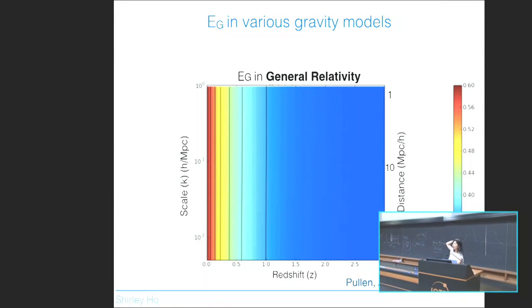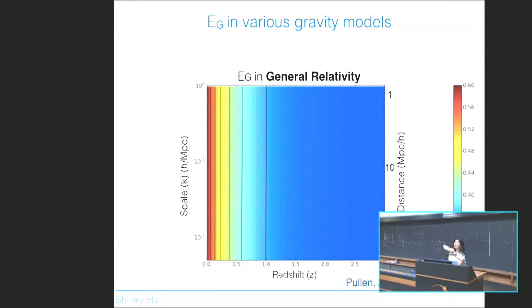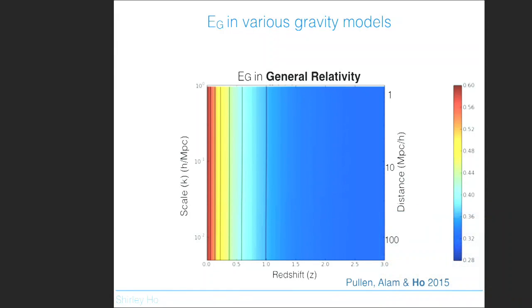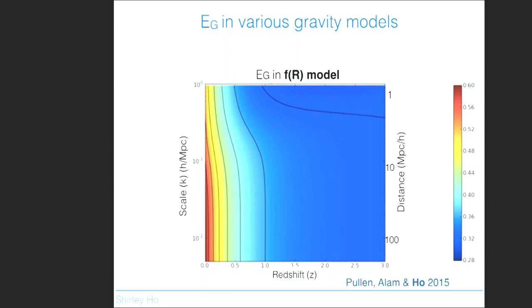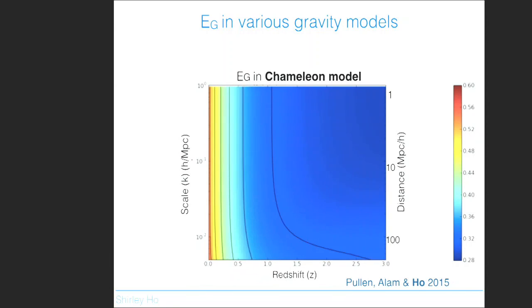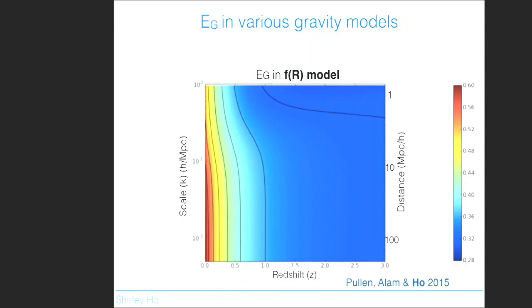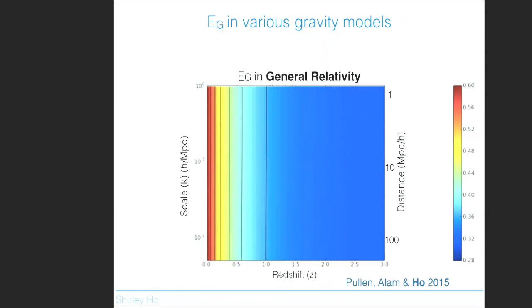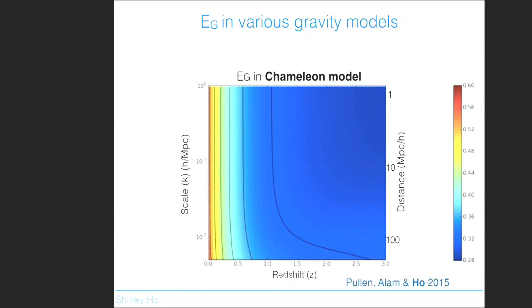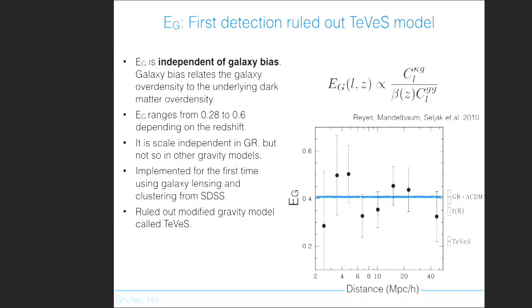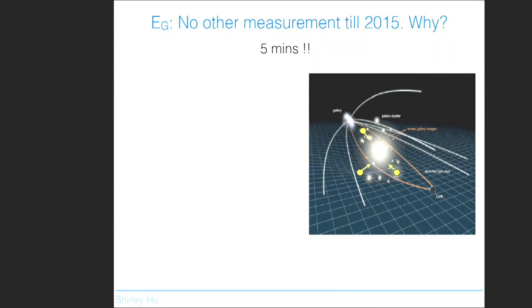And these are the dependences of EG on different gravity models. So this is Einstein's theory of gravity as a function of scale or distance versus time, the f(R) model, and the chameleon model. You see the scale dependence very strongly, and of course there will be time dependence because of that. And the first detection actually ruled out something called the Tefas model, and at that point, Tefas was actually a fireball model. So it's a pretty interesting probe. But it hasn't been done again until 2015.